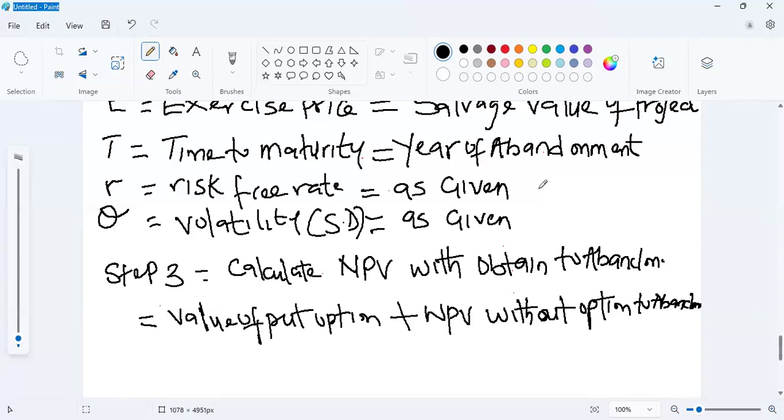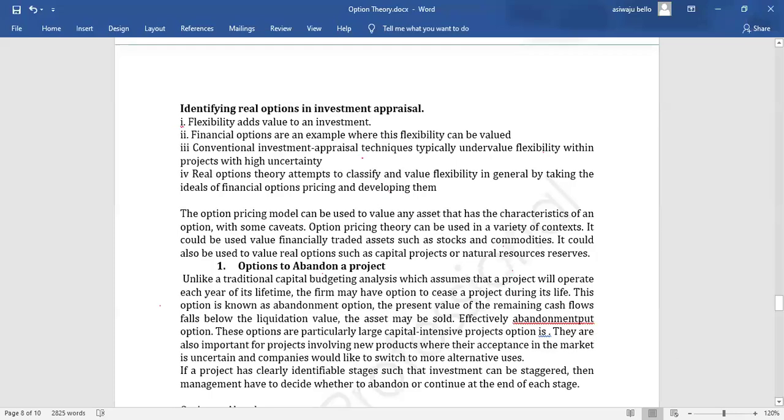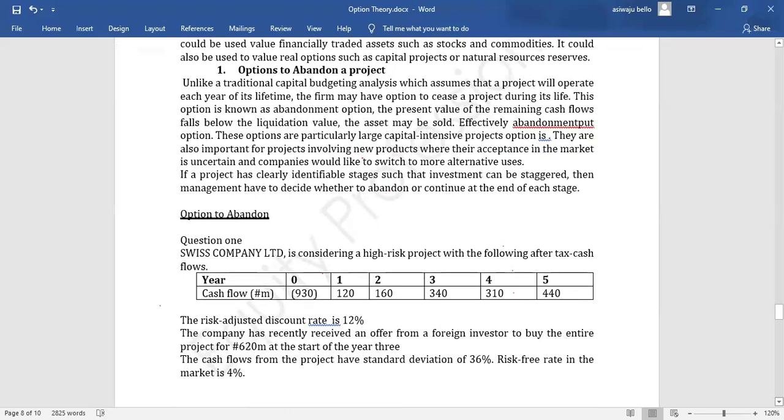Let us take an illustration. Look at question 1 on option to abandon. The question says, Switch Company Limited is considering a high-risk project with the following after-tax cash flows. Look at the cash flows for year 0 to 5.